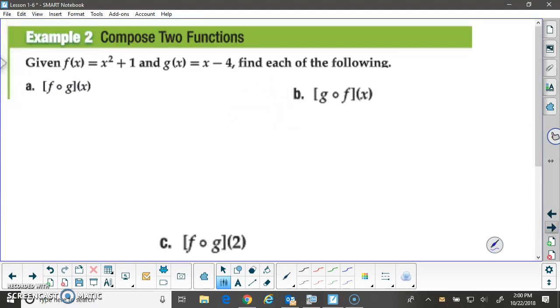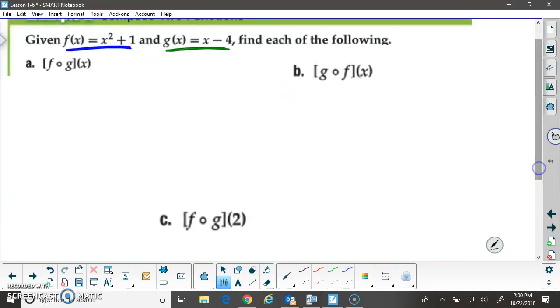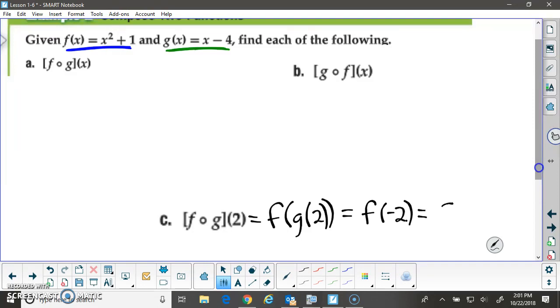Now next we want to talk about composites. Composites is taking two functions. Here's f of x, here's g of x, and you can see the notation is a little bit different. Let's start with part C to begin with. This little circle between them means find f of g of 2. So we're going to put 2 inside g, and if we do that, we get -2. Now I have to take -2 and put it inside f, and if we do that, we'd get 5. That would be our answer for part C, f of g of 2.